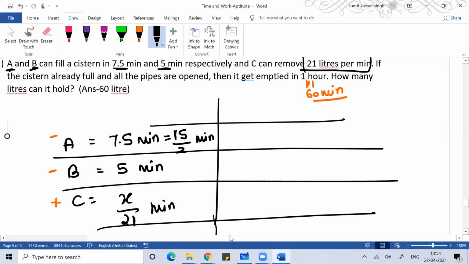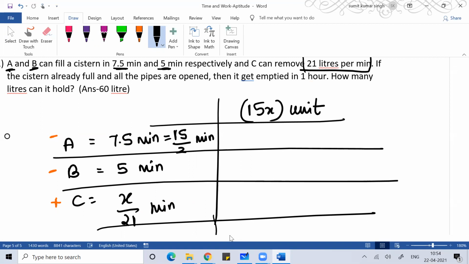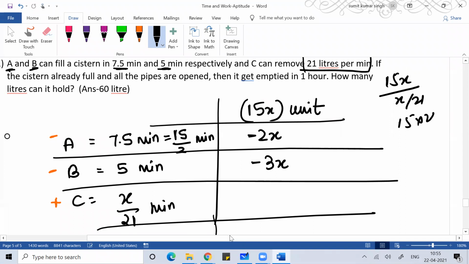So let the work be equal to 15x units. Every minute, how much work will A be doing? That will be 15x divided by 15 by 2, so minus 2x units of work A would be doing. And how much work would B be doing? B would be doing minus 3x units of work. I hope you understand, because for the inlet pipe I'm putting minus sign, and for the outlet pipe plus sign. And how much work would C be doing? That would be 15x by x by 21. The x gets cancelled, so it means 315 units.